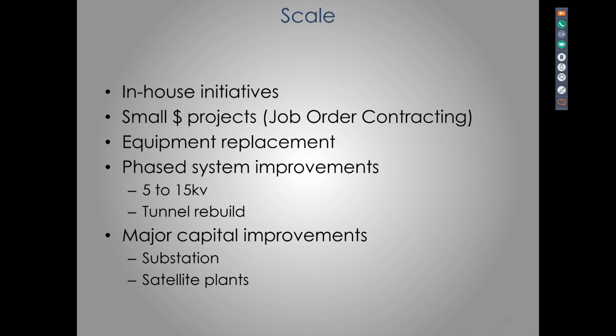And then finally, major capital improvements that have to be planned and likely require Board of Regents approval or a very large investment, such as substations, a substation project in collaboration with the utility company.